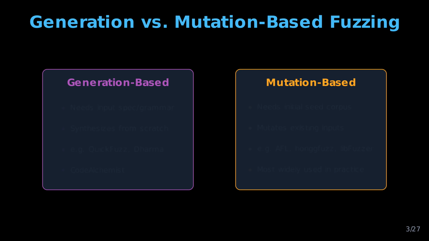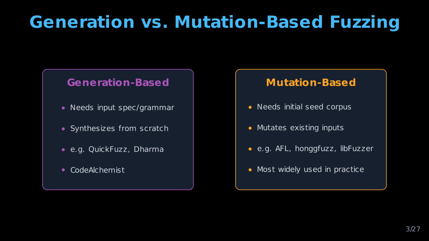Now, there are two main categories of fuzzers: generation-based fuzzers like Dharma and Code Alchemist, which require a formal specification or grammar of the input format, and then they synthesize test cases from scratch based on that model. Mutation-based fuzzers, on the other hand, take a different approach. They start with an initial set of seed inputs, like actual files, and generate new test cases by randomly mutating those seeds. Tools like AFL, HonggFuzz, and LibFuzzer fall into this category.